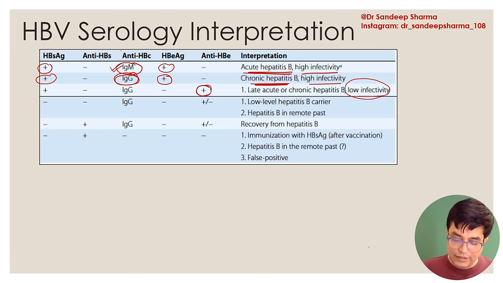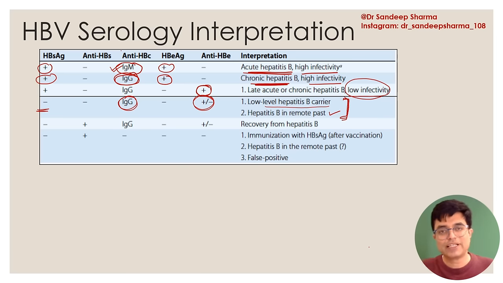Then, if the patient does not have surface antigen either, right? And has IgG antibody of anti-HBc, and anti-HBe is also plus minus, then we will say such a patient either had it in the remote past or is a carrier of low level hepatitis B, right? This is usually not asked in the exam, but if you are having a bad day and skip it, it will surely come in the exam.